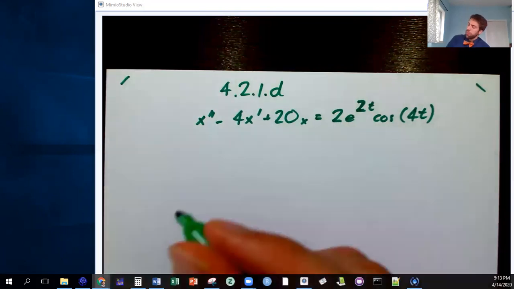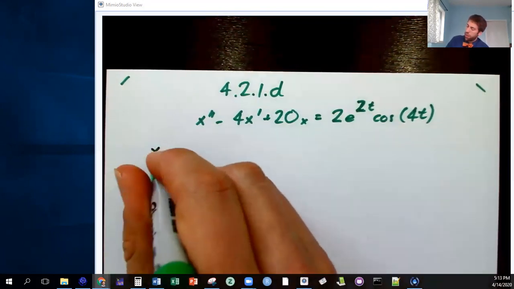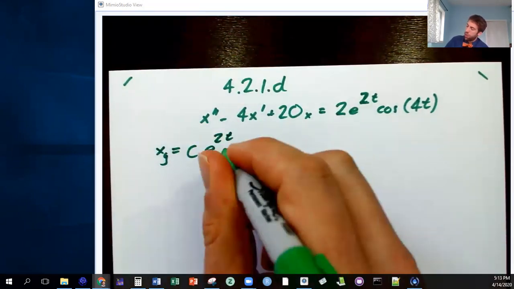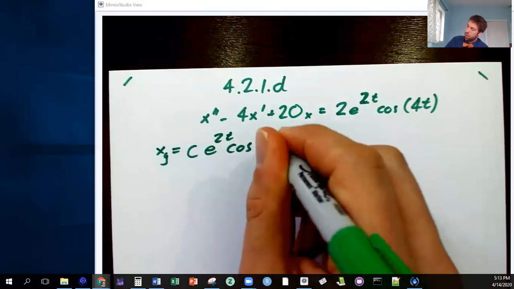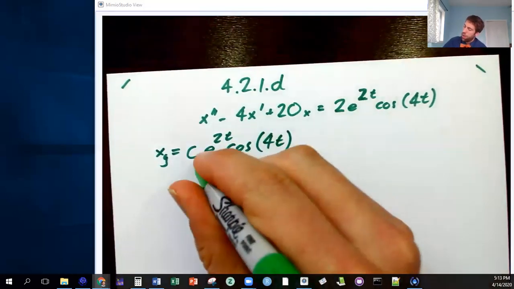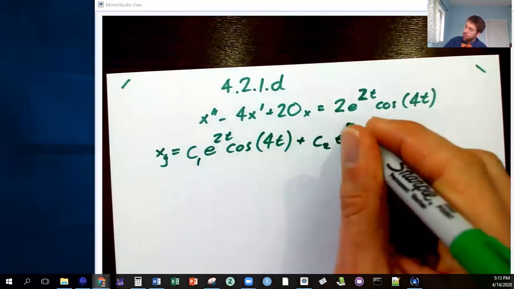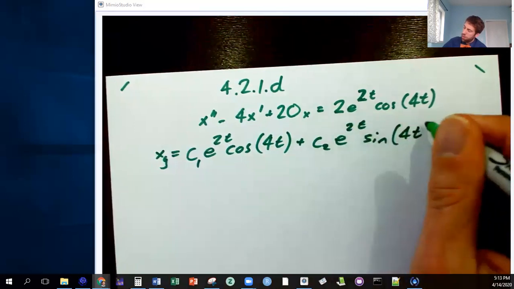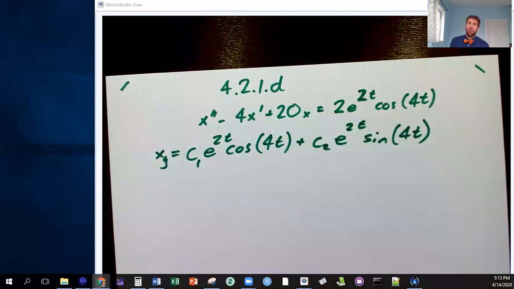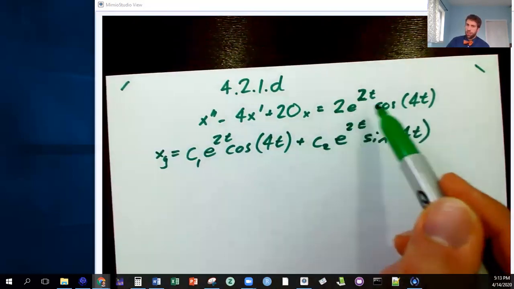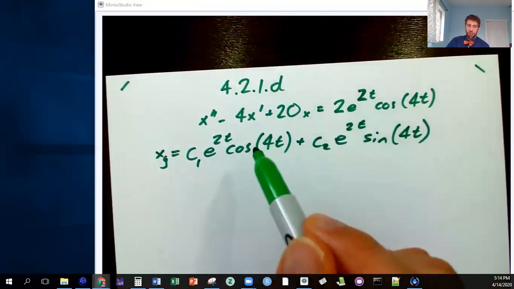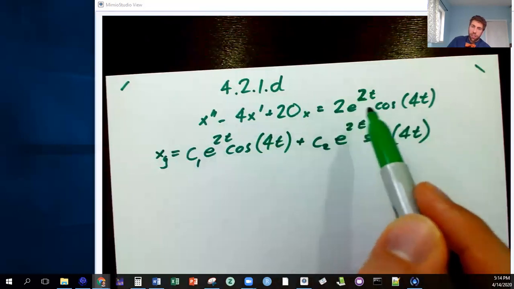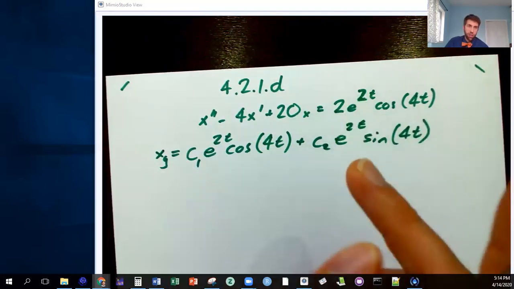So in this case, recall from last time that our general solution was c1 e to the 2t cosine 4t, plus c2 e to the 2t times sine of 4t. Okay, now notice something. This is the same as that. What does that mean? That means if we try one of these guys, like we did last time with cosine and sine, it will not work.